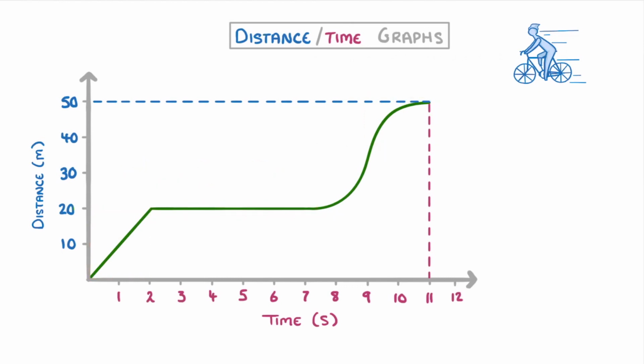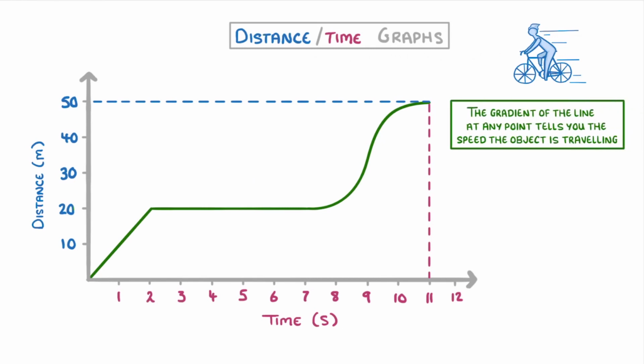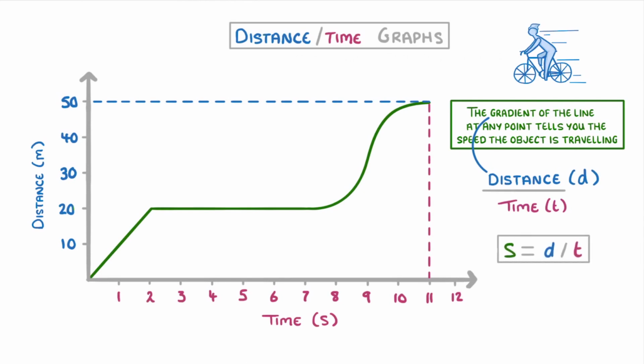The most important thing to know is that the gradient of the line at any point tells you the speed that the object is traveling at that time. This is because the gradient is equal to the change in distance divided by the change in time, which remember is the formula for speed. So just remember that on a distance time graph, the gradient is always equal to the speed.